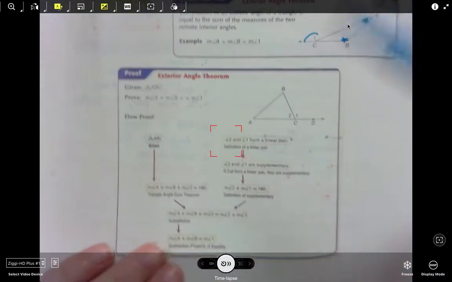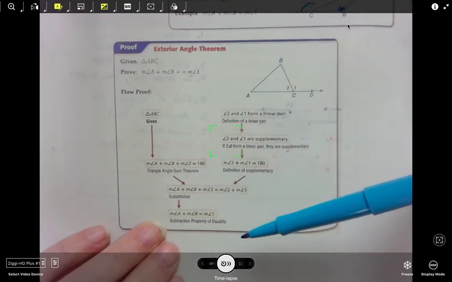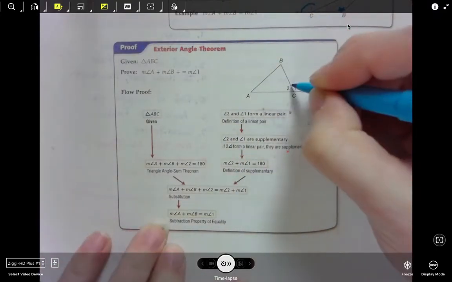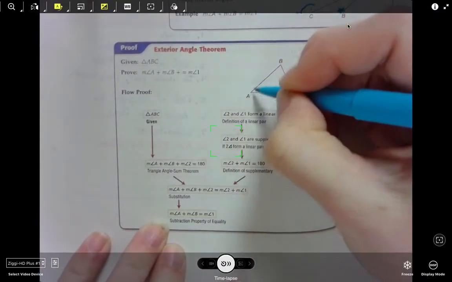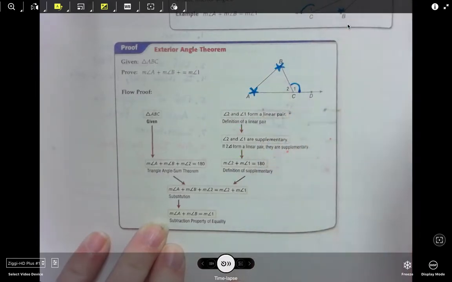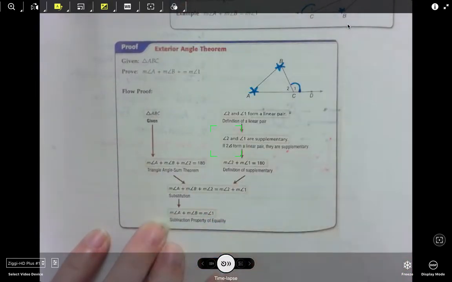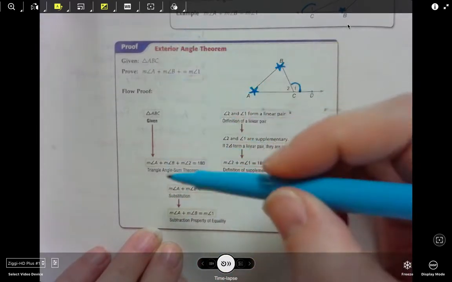I'm not going to go through this proof right here, but it shows you why angle 1 has to be the same size as the opposite two added together. If you want to read through that, it is a flow proof, actually. But I'm going to move on to the next page.